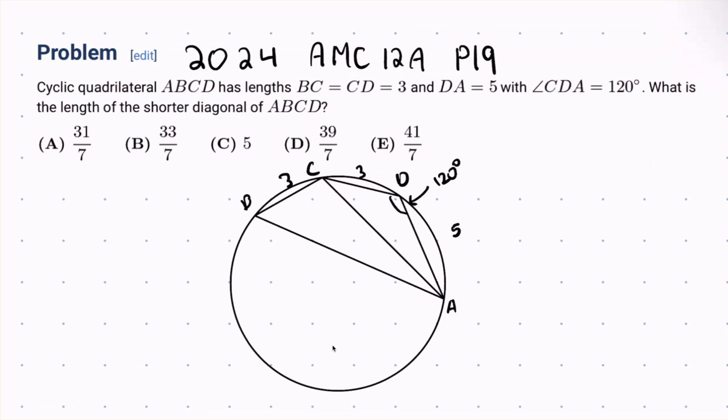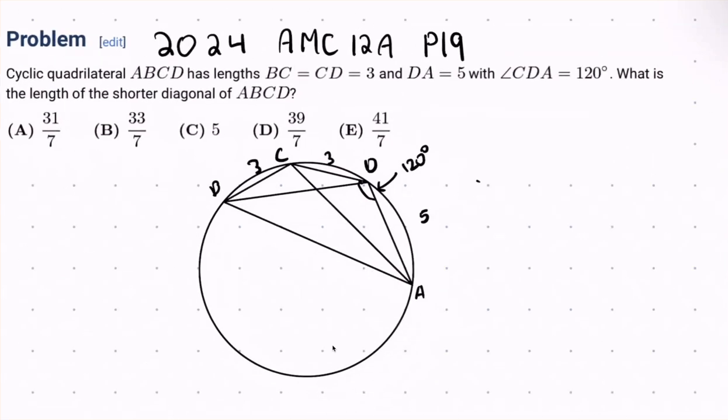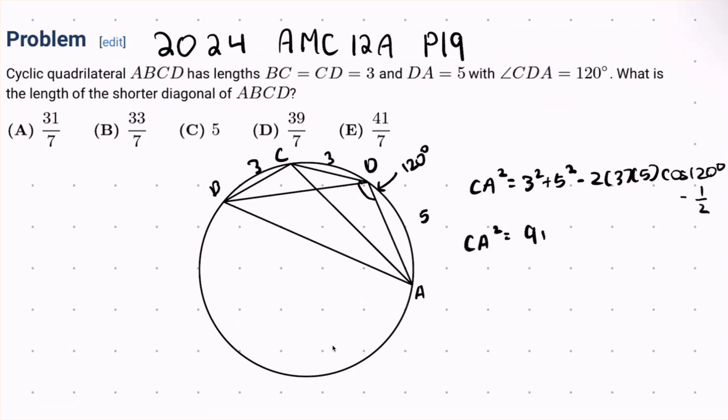Now we want to find the length of the shorter diagonal, so let's draw both diagonals. We can find CA using the law of cosines on triangle CDA. So CA squared will be equal to 3 squared plus 5 squared minus 2 times 3 times 5 times cosine of 120 degrees. We can find cosine of 120 degrees really easily, because it's just negative 1/2. So we plug it in: CA squared is equal to 9 plus 25 plus 15, which gives us CA equal to root 49, which is 7.